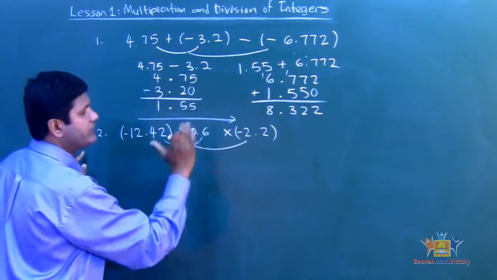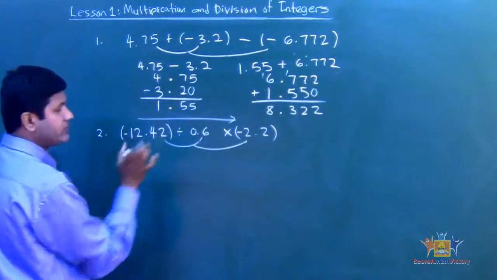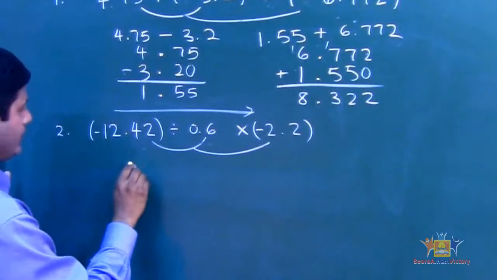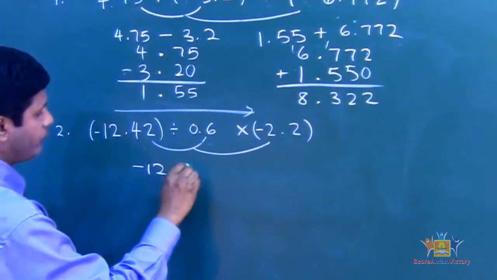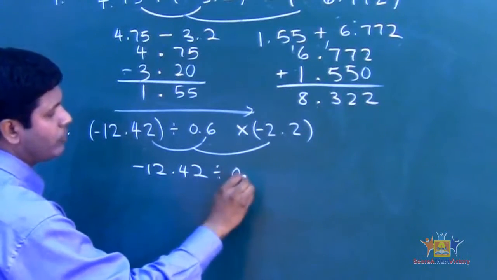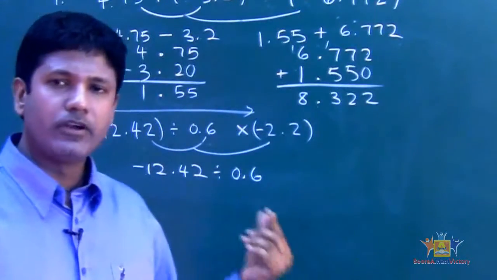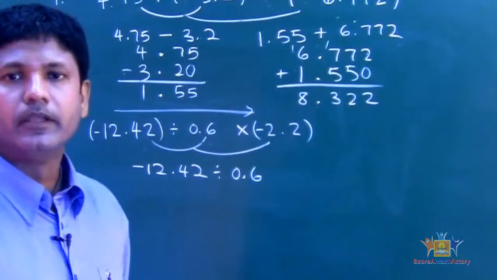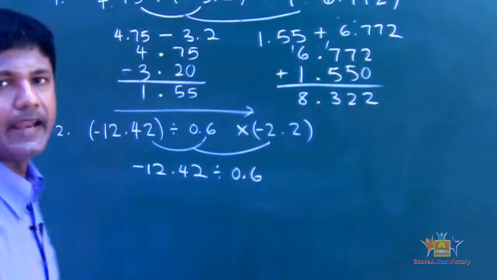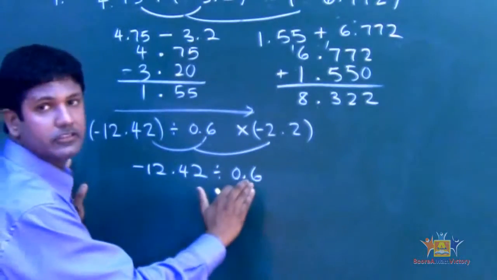So we're going to do the division first and then we're going to do multiplication. What are these results going to be? Okay, so let's do that. So you got negative 12.42. We're going to divide that by 0.6. Now what is the principle for division on decimal? Forget it. We're going to forget it for the divisor.